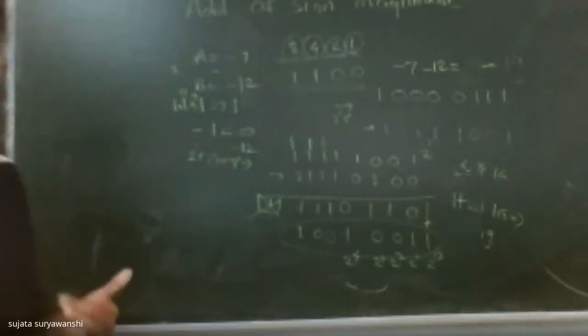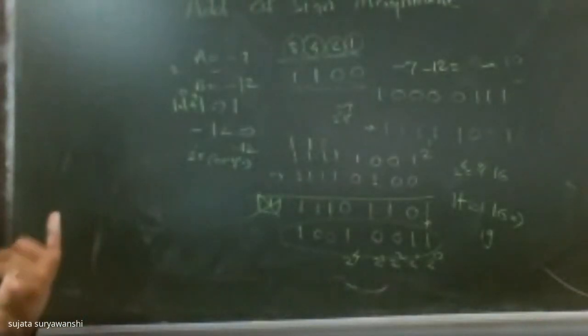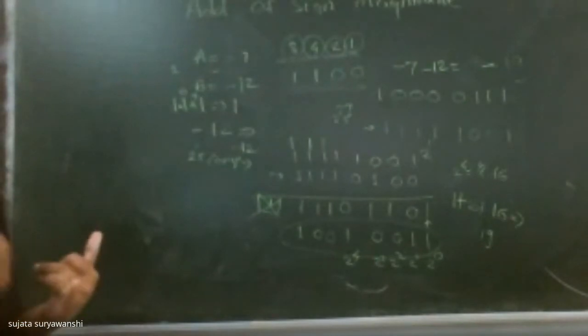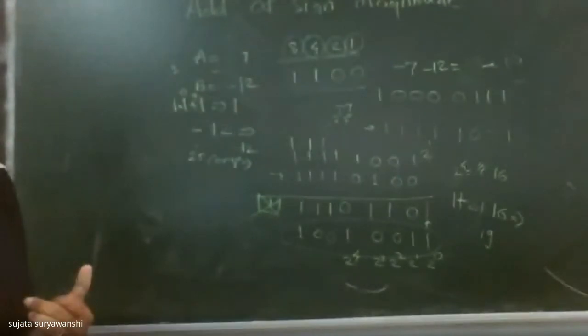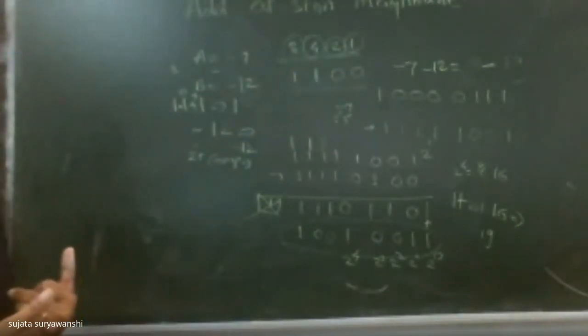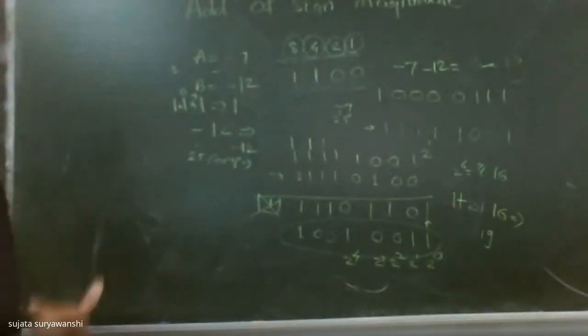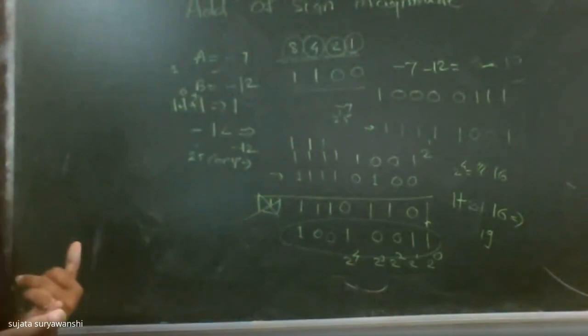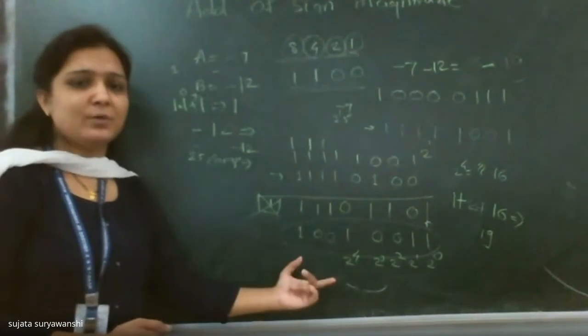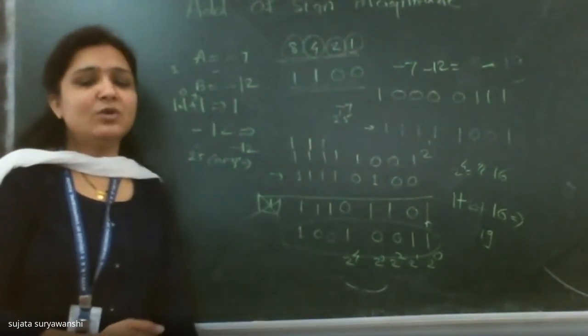Means if your number is negative, you have to just change the sign bit of your number, and then convert it into 2's complement form, and then only you can perform the arithmetic addition rules to get the result. If the MSB of your result is 1, then your result is negative and it is in 2's complement form. To get it into original form, you have to again perform the 2's complement method. Understood?